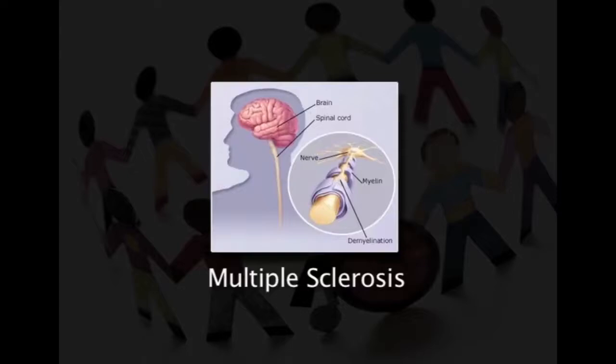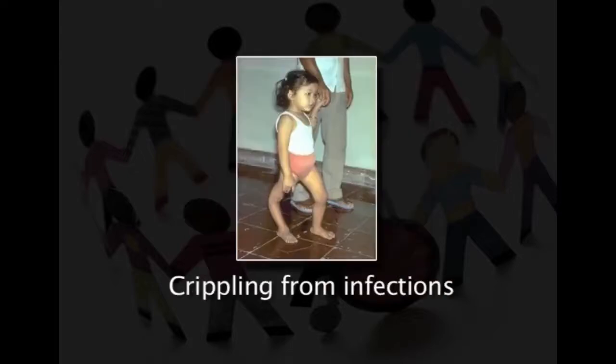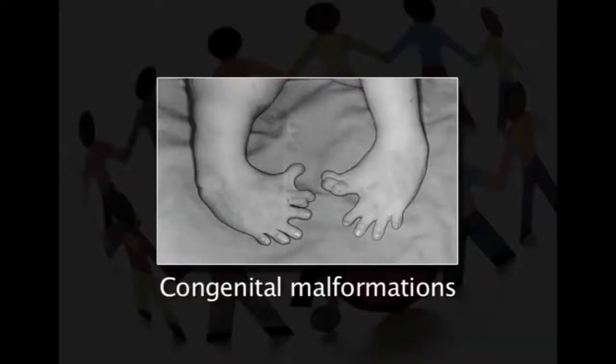Second type is multiple sclerosis, muscular dystrophy, crippling from infections, sometimes infections like poliomyelitis, infantile paralysis, osteomyelitis can lead to the physical disability of the child. Congenital malformations, that is absence of limb or reduced limb function or limb deficiency, absence of limbs or dislocation of joints like the cleft palate can also lead to physical disabilities.